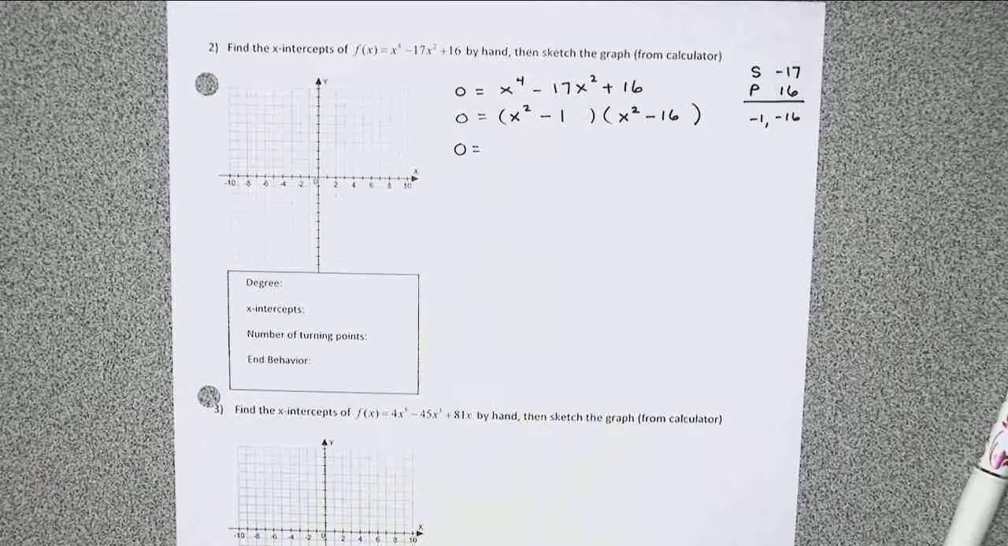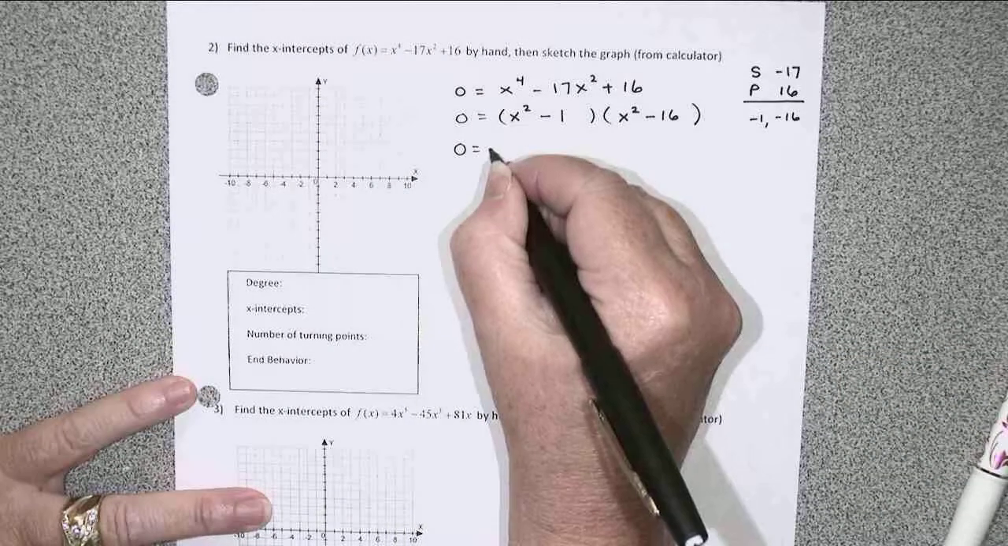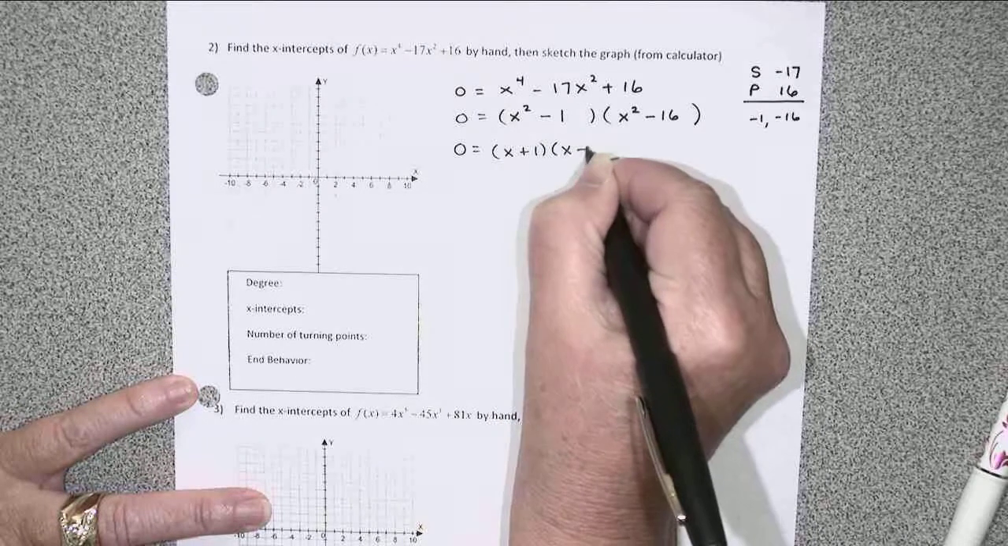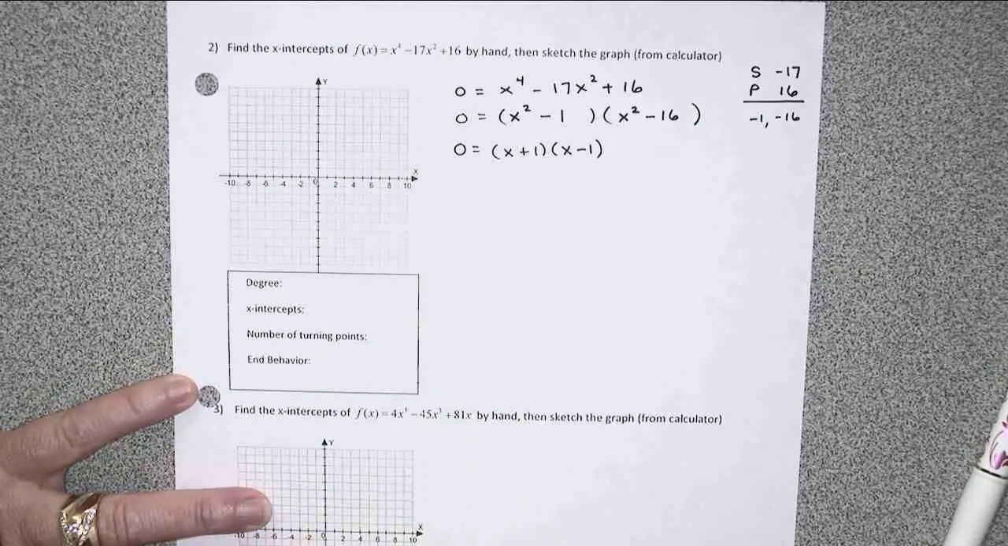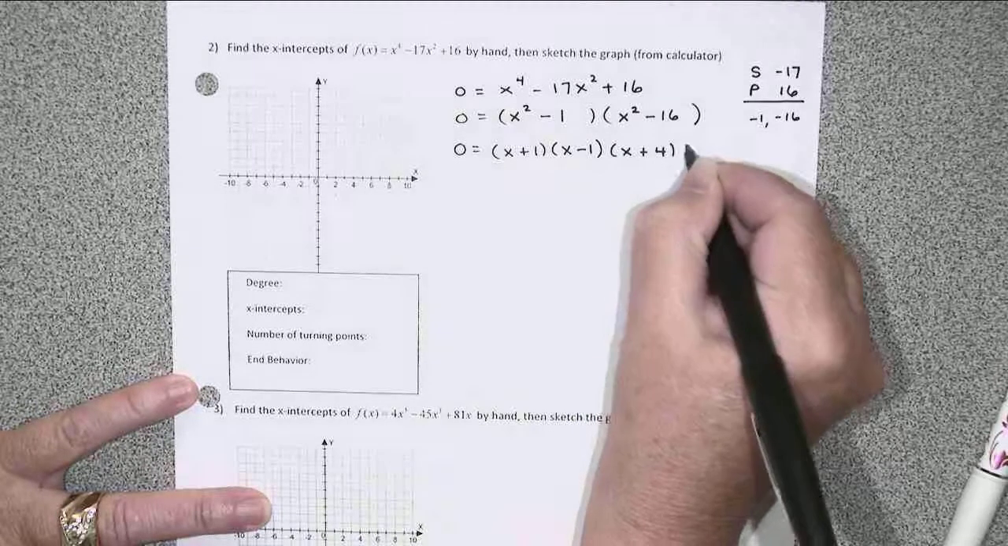Again, I actually could solve right now just by setting x squared equal to 1, taking plus or minus the square root, and the same with the 16. But I'd like to complete this and get all the linear factors. So I'm going to use the difference of squares. x plus 1 times x minus 1. And over here, x plus 4 times x minus 4.